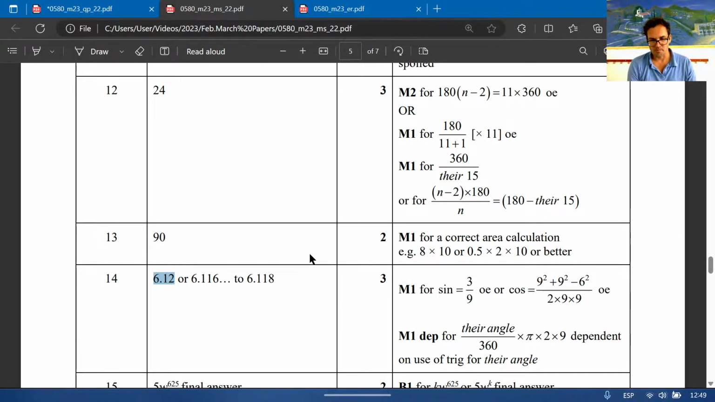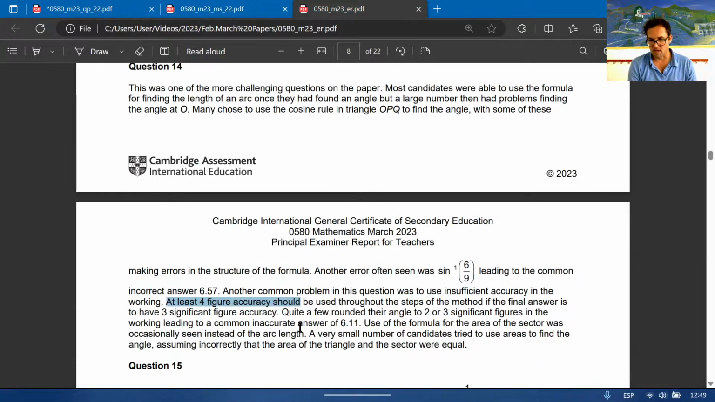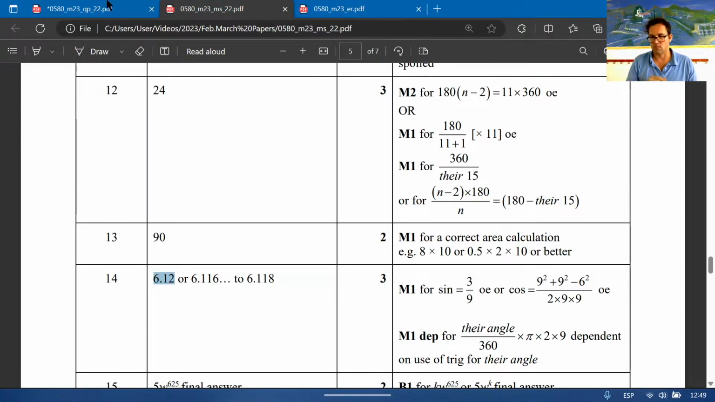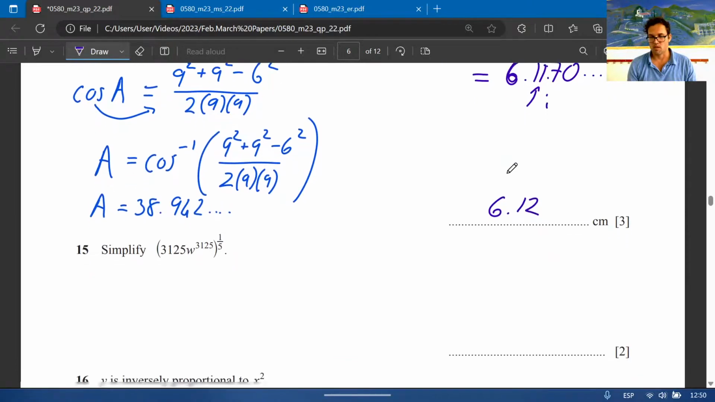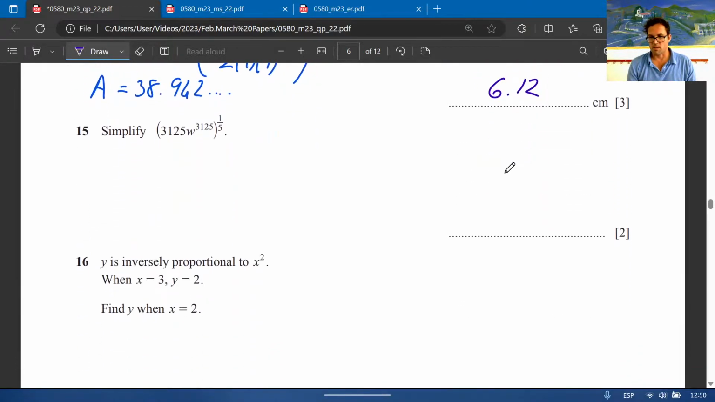Okay, so pretty good. All right, just be careful here, like they say. Inaccurate answer of 6.11. You see, if you rounded your answer too early, the final round is going to be wrong. You're going to lose a mark because it's not correct. Keep your head together. Smart. All right.